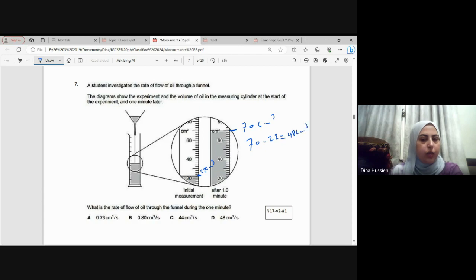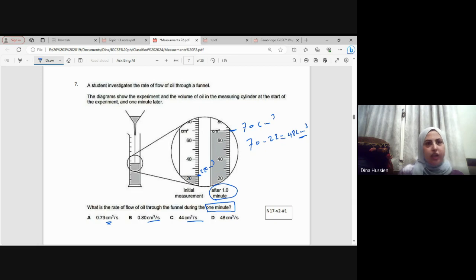Now what can I do next? Here we have 48 centimeter cubed, the answer in centimeter cubed. Do I have the answers here in centimeter cube? No, I have centimeter cube per second, all of them per second, exactly. And the question asks what is the rate of flow during 1 minute. Which is the 1 minute? It's the time duration difference between the initial measurement and the other measurements. So it wants the rate of flow during this 1 minute.